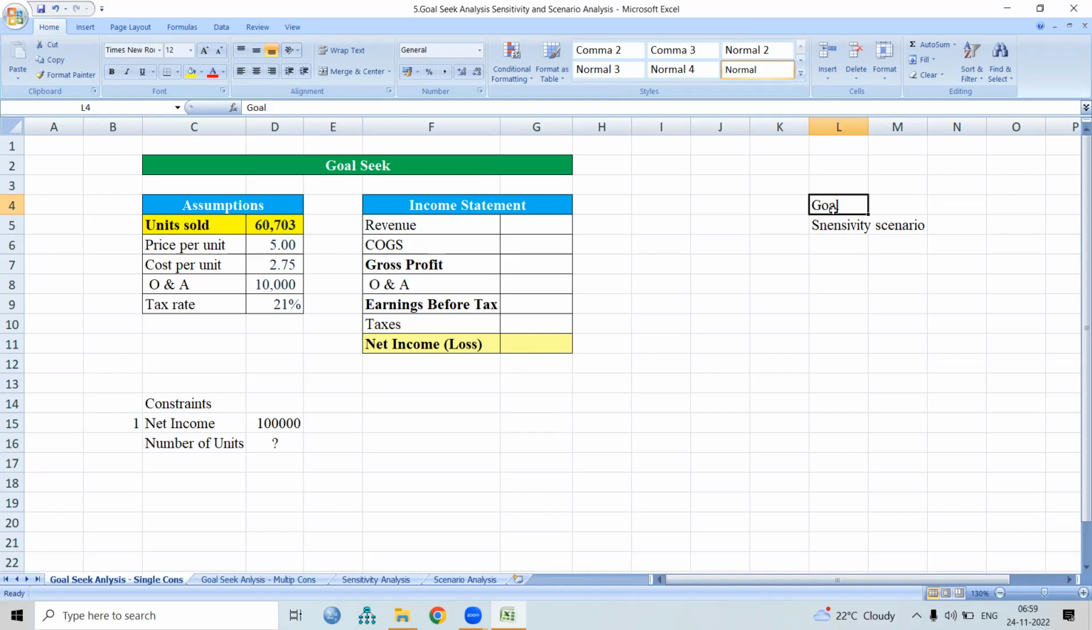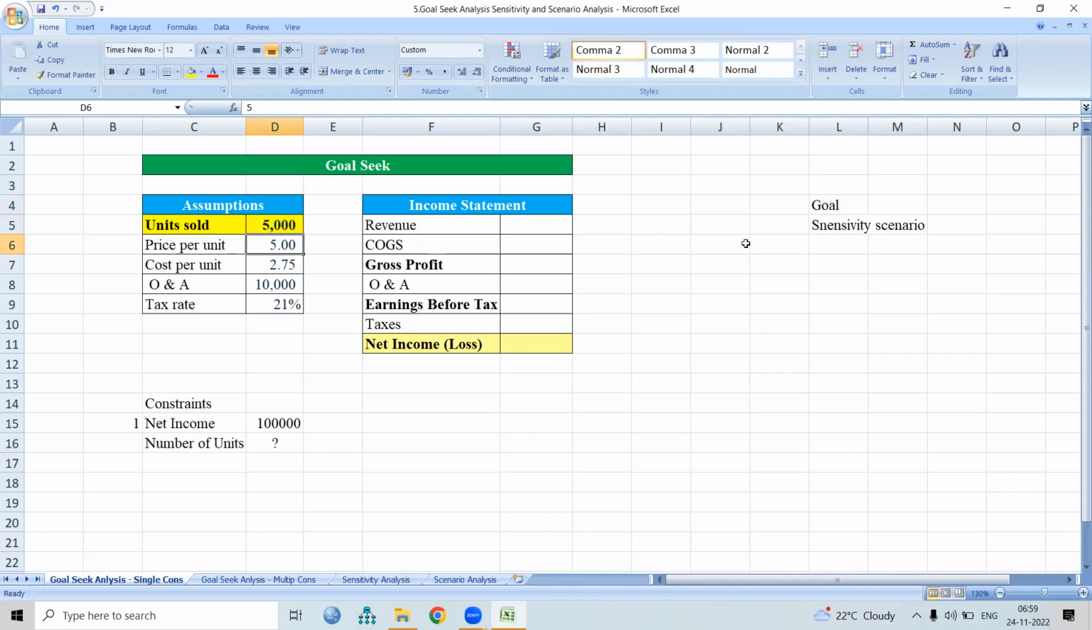So we have this information: units sold, 60,703. Okay, let us fix this value now. For the timing, let's consider 5,000. Price per unit is 5, and then cost per unit is 2.75. Office and administration overheads is 10,000. Tax rate is 21%, right?